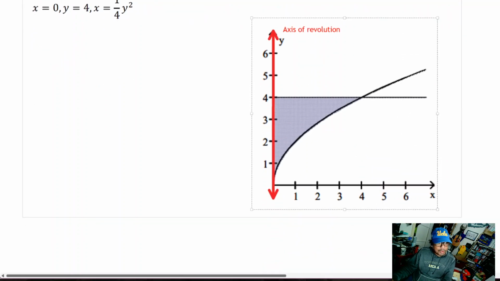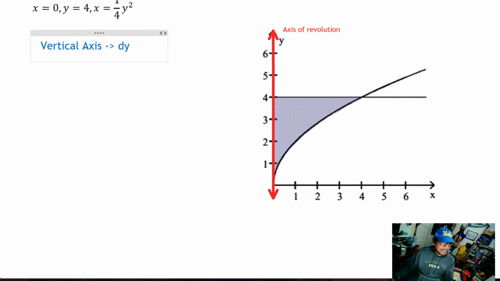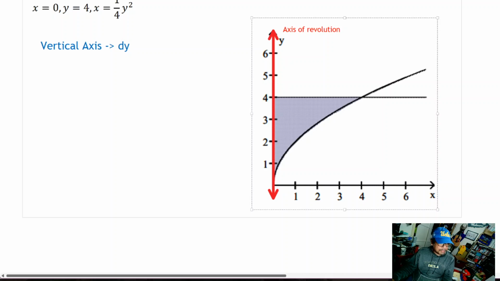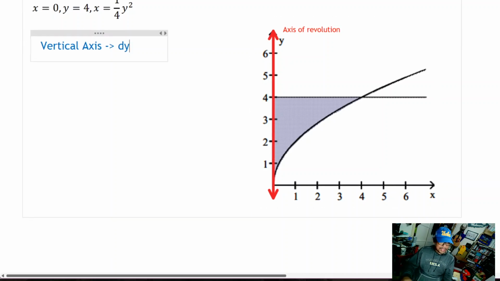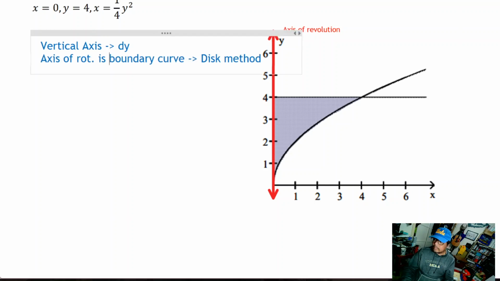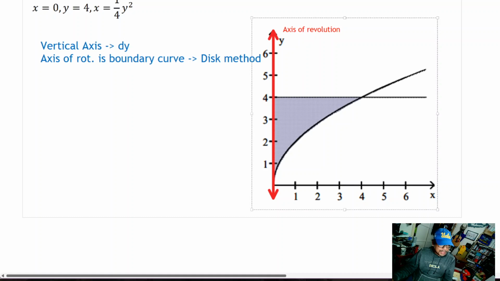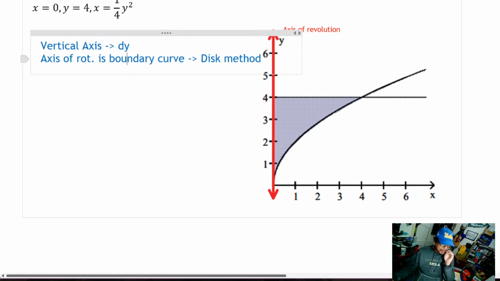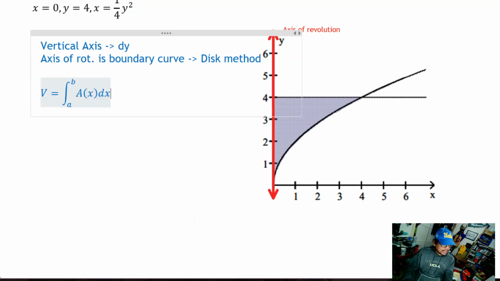Notice that we have a vertical axis of rotation. That means we're going to be using a dy. The second thing to notice is that the axis of revolution is a boundary curve of the region. So that means we're going to be using a disk method. That should be enough for us to go on and start writing our formulas down. Let's get the general disk method formula. Actually, this is the general formula for any volume.